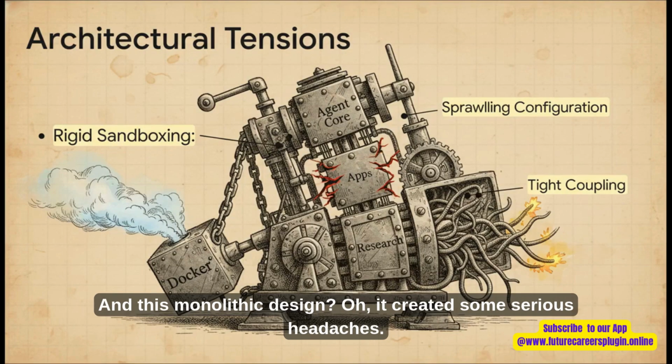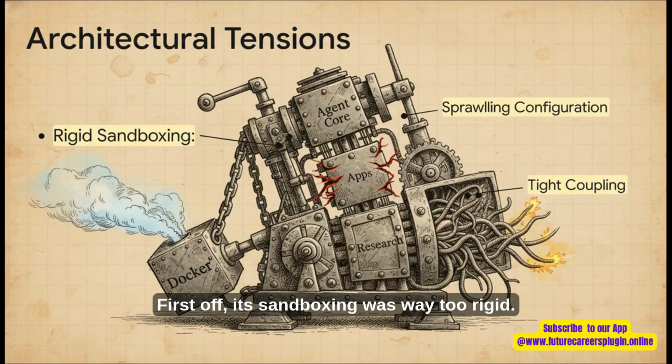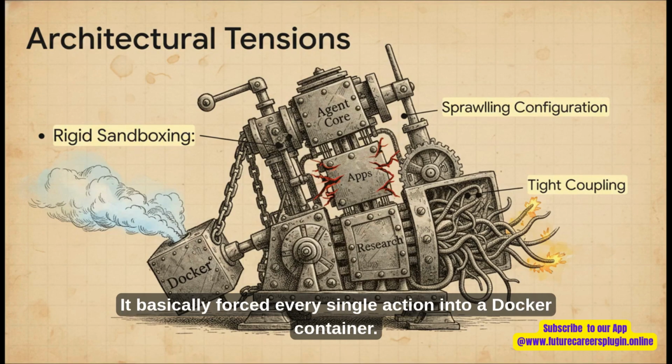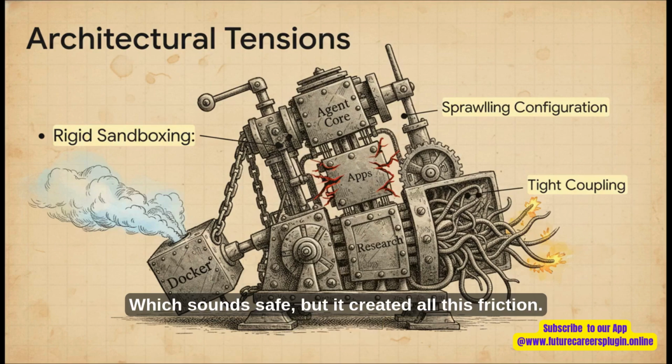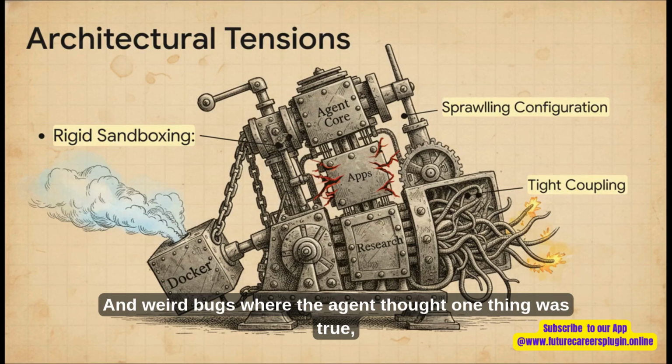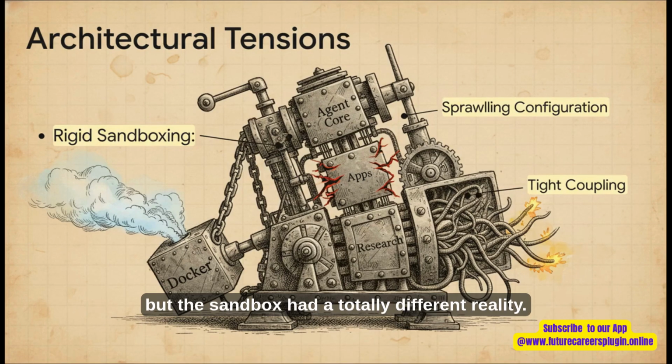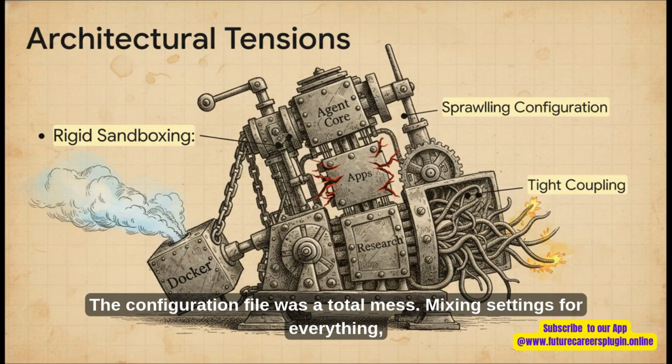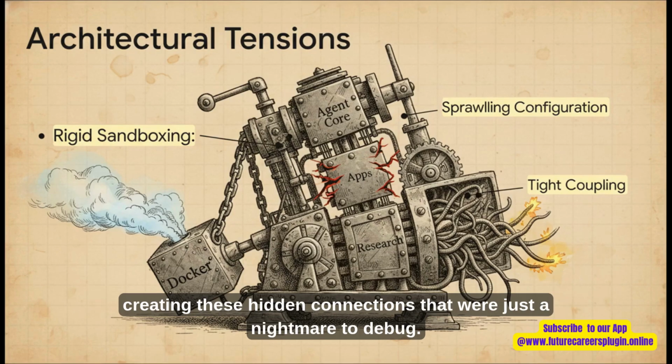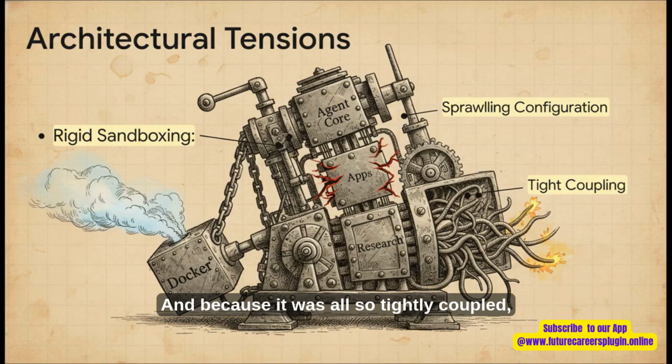And this monolithic design? Oh, it created some serious headaches. First off, its sandboxing was way too rigid. It basically forced every single action into a Docker container, which sounds safe, but it created all this friction and weird bugs where the agent thought one thing was true, but the sandbox had a totally different reality. The configuration file was a total mess, mixing settings for everything, creating these hidden connections that were just a nightmare to debug. And because it was all so tightly coupled, a tiny change over here in a research file could cascade and break the whole production app. It was clear. They had to start over.